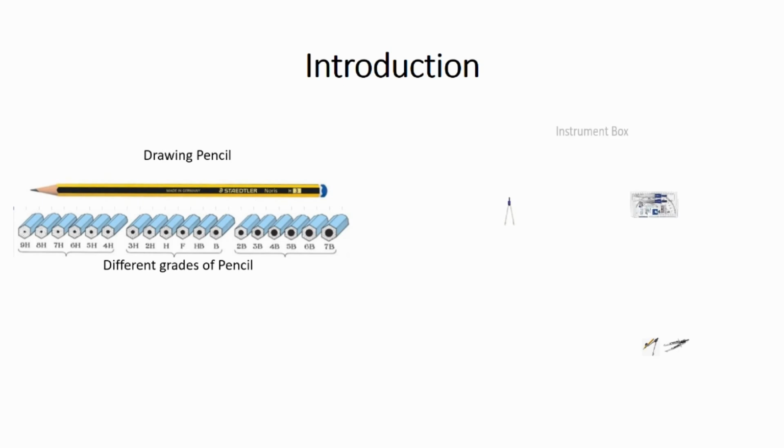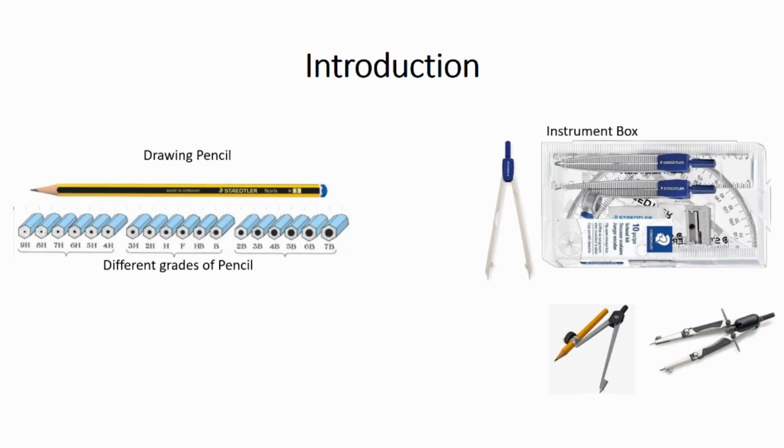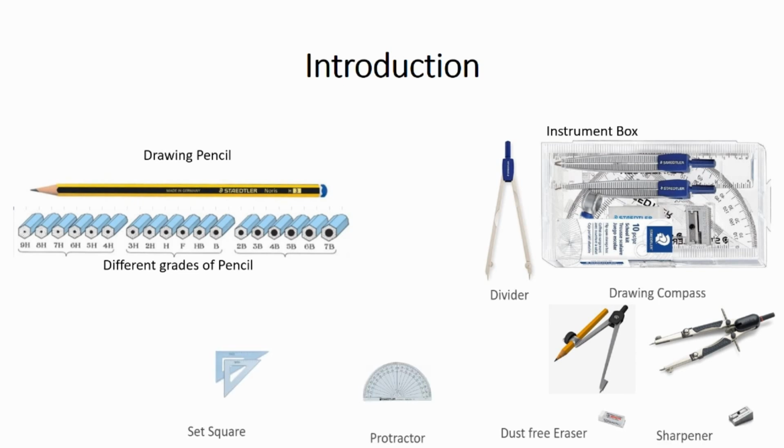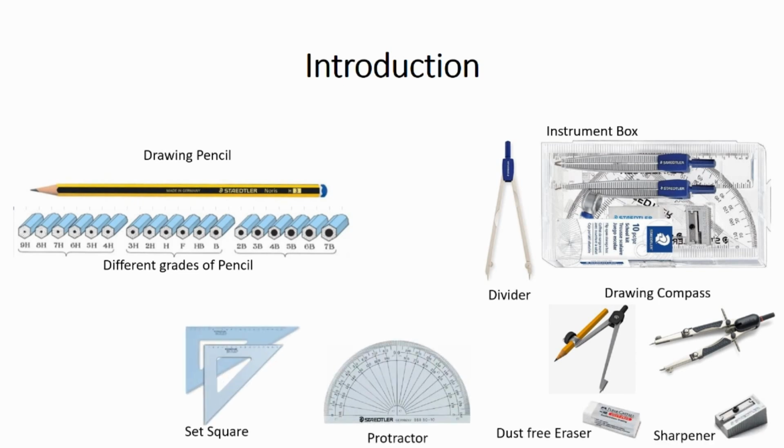Other instruments required for engineering drawing are usually available in the instrument box or the geometry box. These include a drawing compass, a divider, set squares, and a protractor. In addition, a dust-free eraser and a good sharpener are also recommended. Another accessory that is required is a cello tape that helps fix the drawing sheet to the drawing board. This completes the information about the different instruments used in the manual drafting component of engineering drawing.